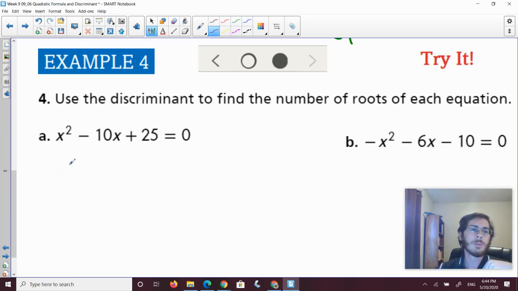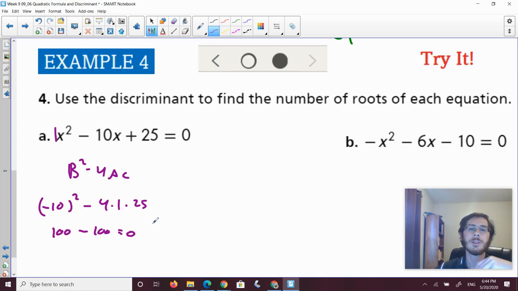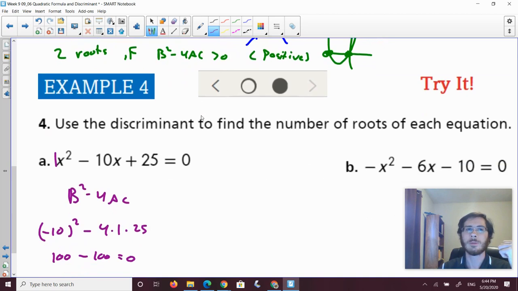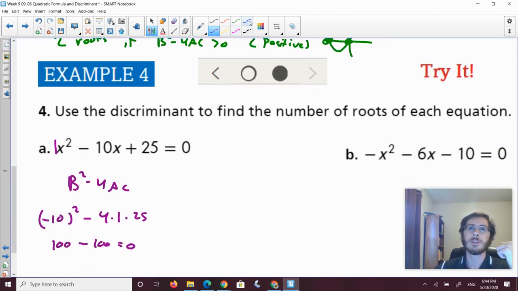So again, all we're doing is we're using the equation b squared minus 4ac. So in this case, we're going to do negative 10 squared, since that's what b is, minus 4 times a is 1 times c is 25. So 100 minus 100, which is 0. And so we have to remember that 0 means 1 root. So our final answer isn't the number 0. Our final answer is 1 root. So that's all you're going to do is say how many roots there are.